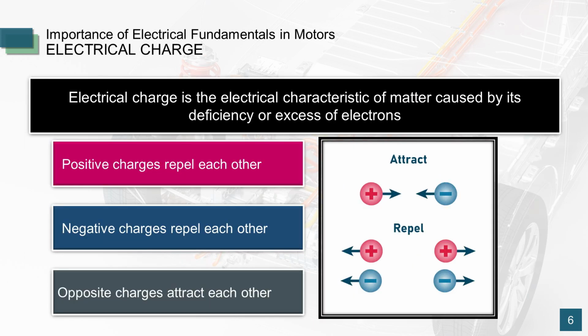An electrical charge is the electrical characteristic of matter caused by its deficiency or excess of electrons. This charge disparity manifests in behaviors and interactions in the realm of electricity. Therefore, electrons have a negative charge, while protons, in the nucleus, have a positive charge.